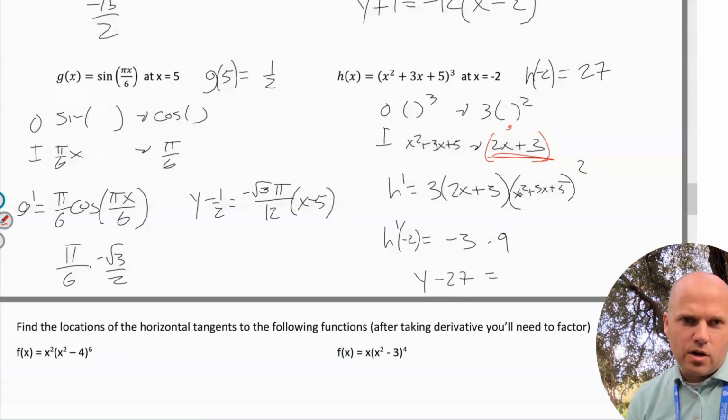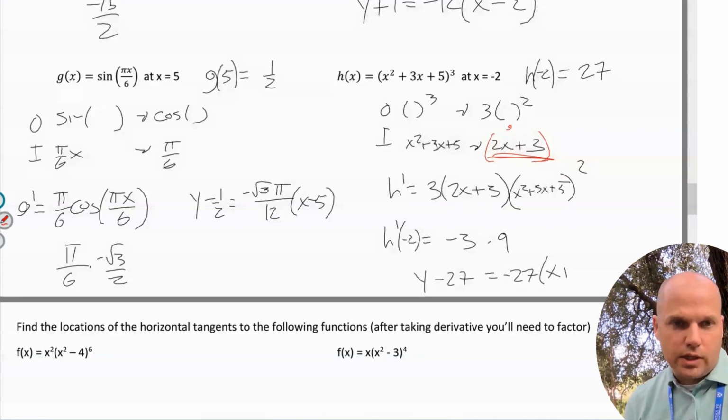Let's just make sure. 4 minus 6 is -2 plus 5 is 3. All right, so yes, -27 is my slope. The y coordinate is 27. My cursor paused. Yep. -27, x plus 2.